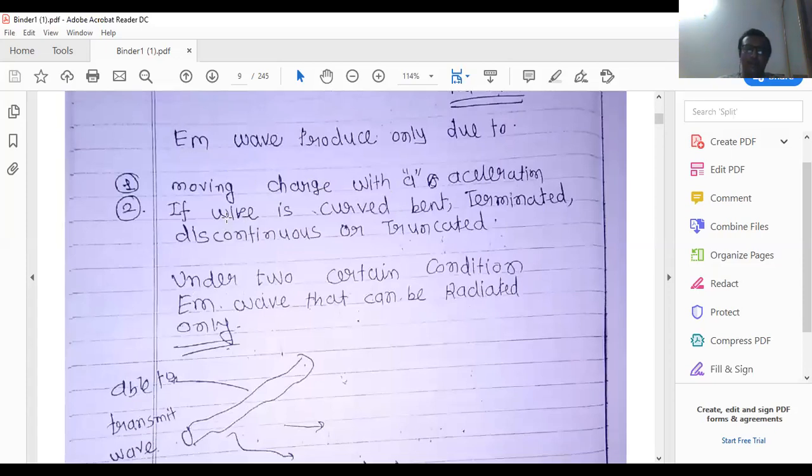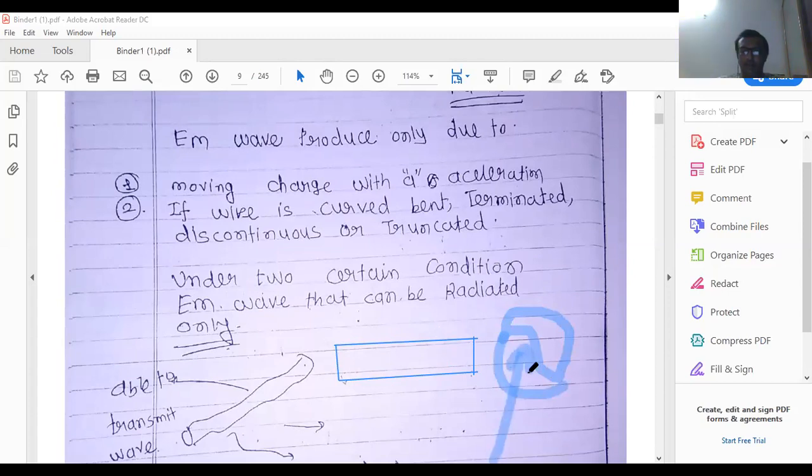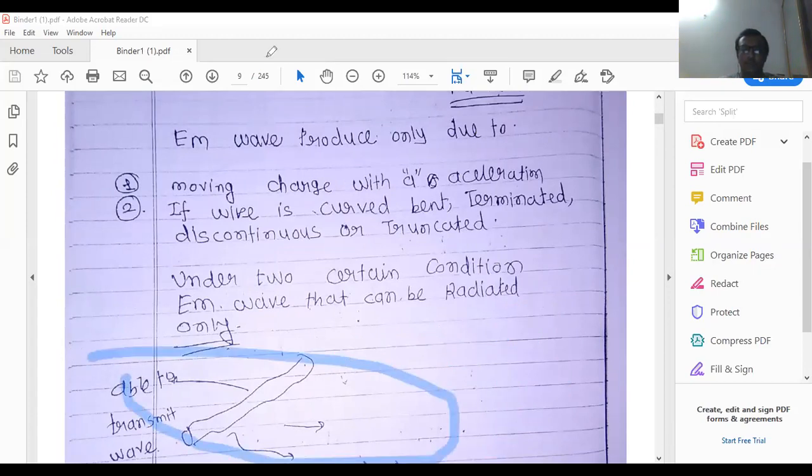The wire is curved means what? Consider this is the wire. If the wire is straight, consider this is a straight wire, then the electromagnetic wave cannot radiate. But the wire can be considered as a type of curve. See, this is the curve. So at that time, the electromagnetic wave can be radiated from this. So electromagnetic wave radiation occurs if the wire is a curved type of wire.